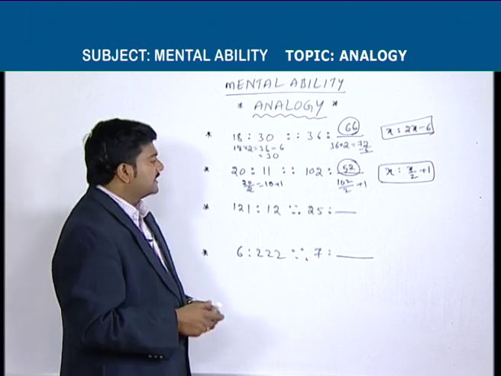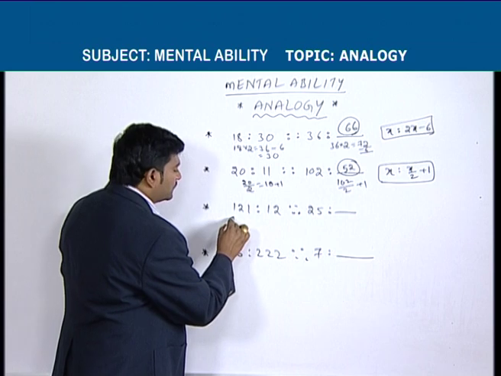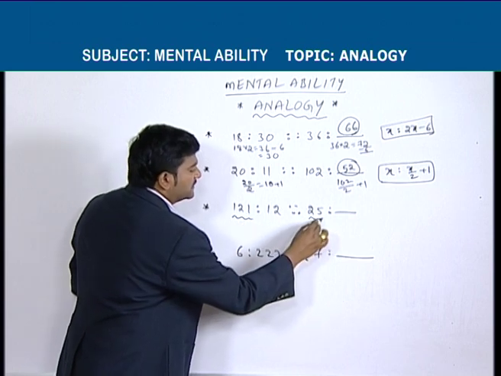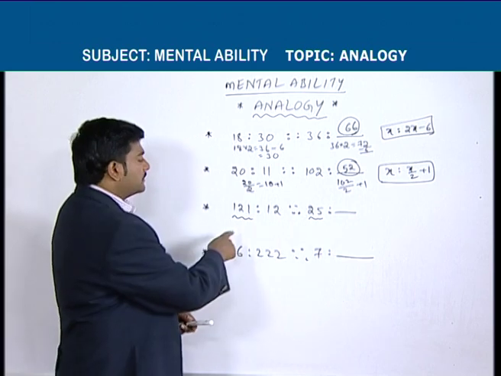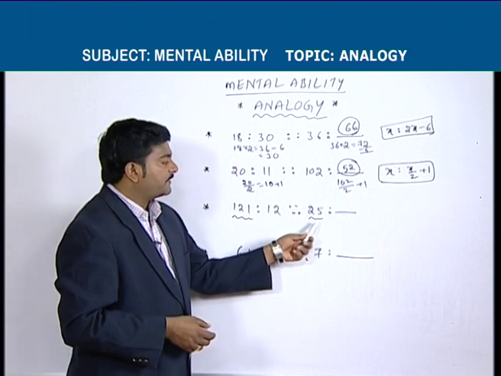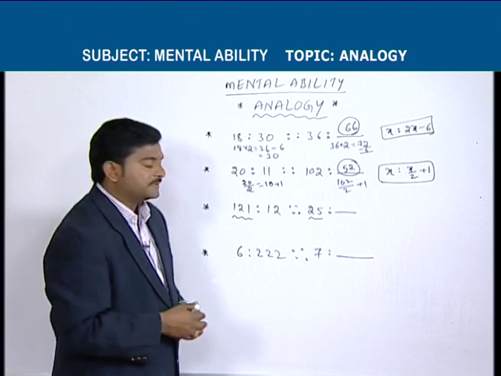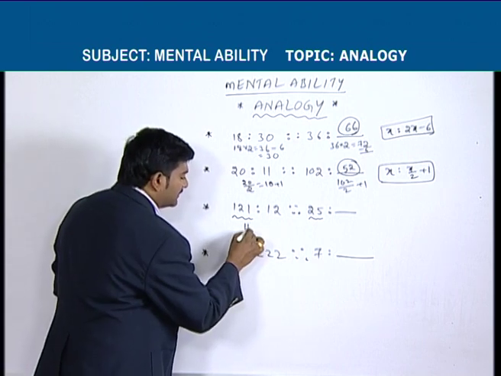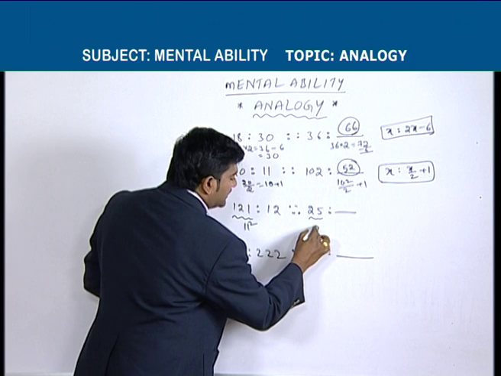Now focus on this. By observation, usually if you know the squares concept, you will get the idea here. See 121. 121 means what you can write here? 11 square we can write. 25 means what you can write? 5 square we can write. So similarly, what does it mean? 11 square, whereas here 5 square.